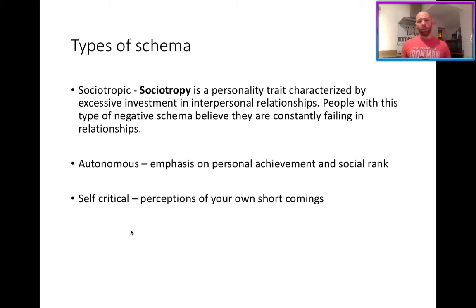Autonomous, this is where you have an overemphasis on personal achievement and social rank, and if you have these sorts of categorical "I must do well" beliefs, you may irrationally judge yourself against your peers, or believe that your personal achievement isn't particularly good despite evidence, and you may be overly self-critical by having distorted perceptions of your own shortcomings.